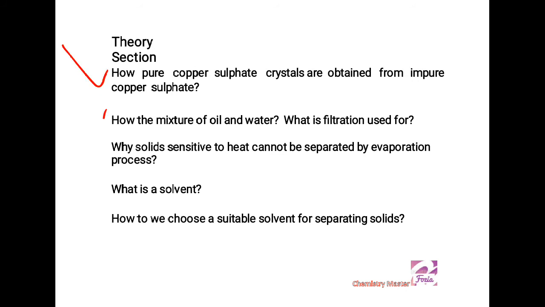Next is how a mixture of oil and water is separated. You have to see that this is about the separation of liquids which are not mixed with each other. A mixture in which the liquids do not mix together is called immiscible liquids. The immiscible liquids are separated with the use of a separating funnel, and how we do it, the detailed method is given in the textbook.